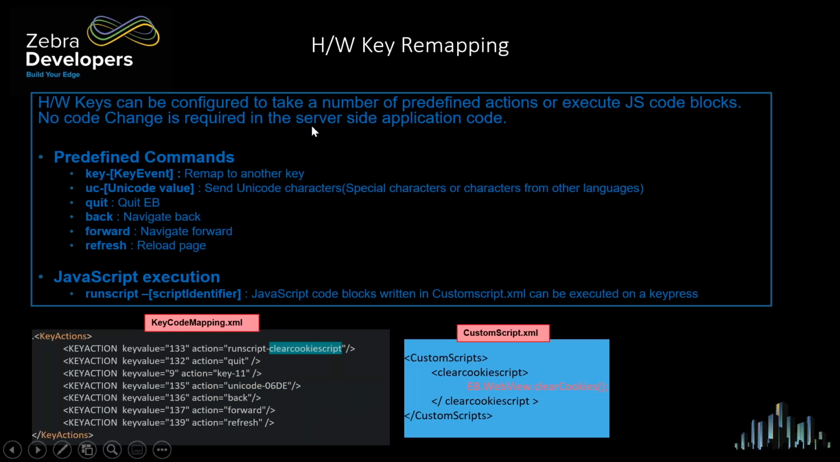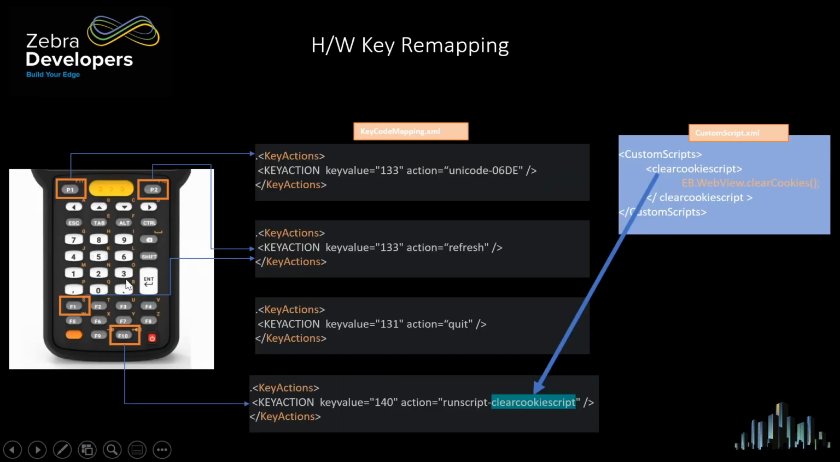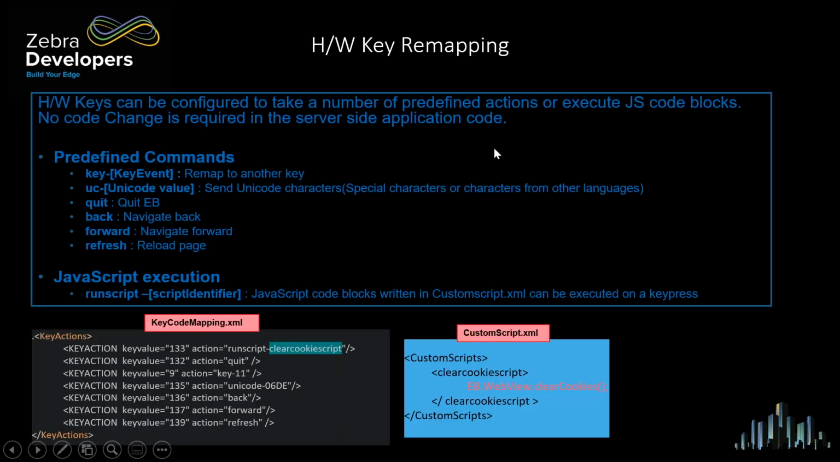Hardware keys can be configured to take a number of predefined actions, as I mentioned, or execute a JavaScript code block. No code change is required, whatever you do, you are doing it from here. There is no code change required from the server side. So key actions, you can clear the cookies or quit. You can also remap a particular key to another key, and then back, going forward or refresh. You can easily do it.